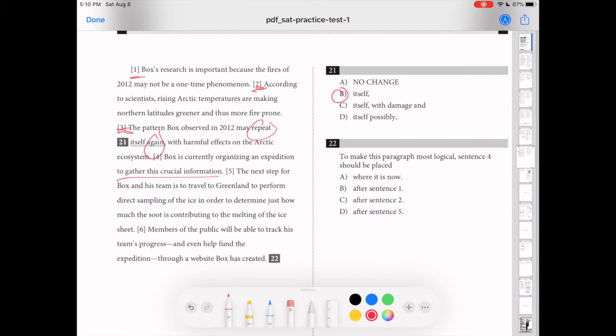This is very tricky. What crucial information exactly, we don't know. If we put it after sentence 5, the details are explained, so that would actually make D the best choice.